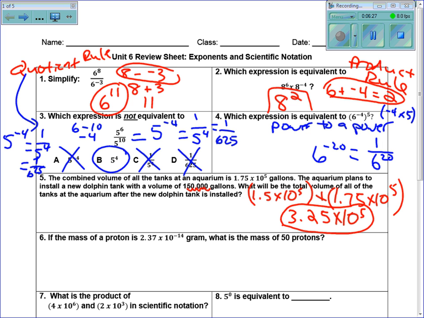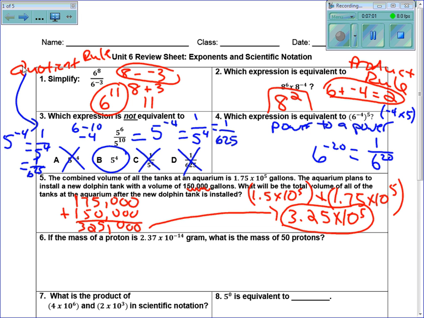The other way I said you could do it is by converting this number to standard form, which is 175,000, and add it to 150,000, and you'll see we'll get 325,000, which is 3.25 times 10 to the fifth. So either way you want to do it, fine by me. This will be a multiple choice question on the test, so multiple choice will probably be in scientific notation, so make sure you can convert it.